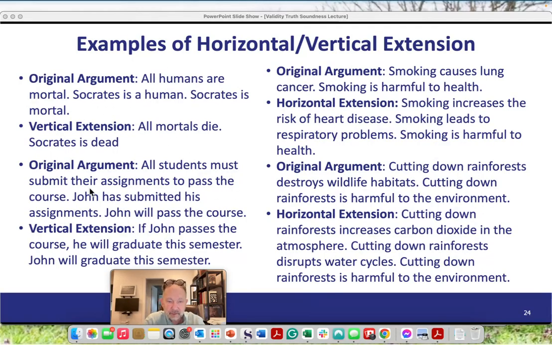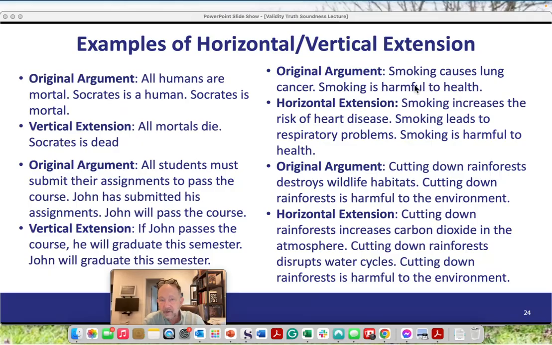So all students must submit their assignment to pass the course. John has submitted his assignments. John will pass the course. If John passes the course, he will graduate this semester. John will graduate this semester. We're going further down vertically into this argument. We go from all students down to John specifically.